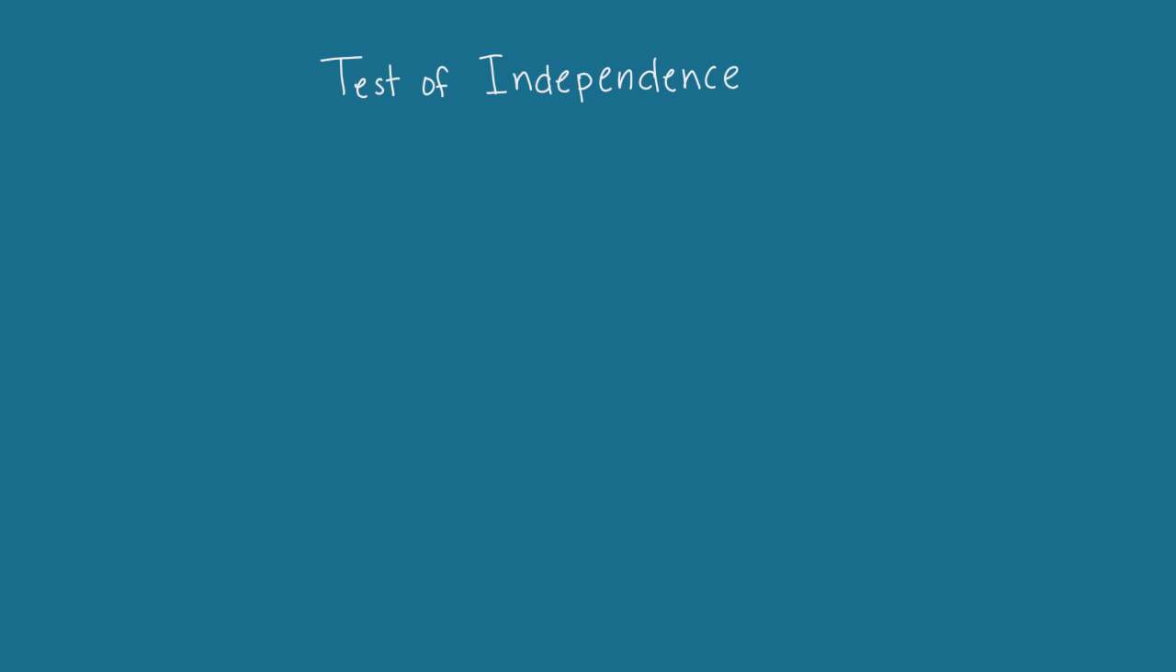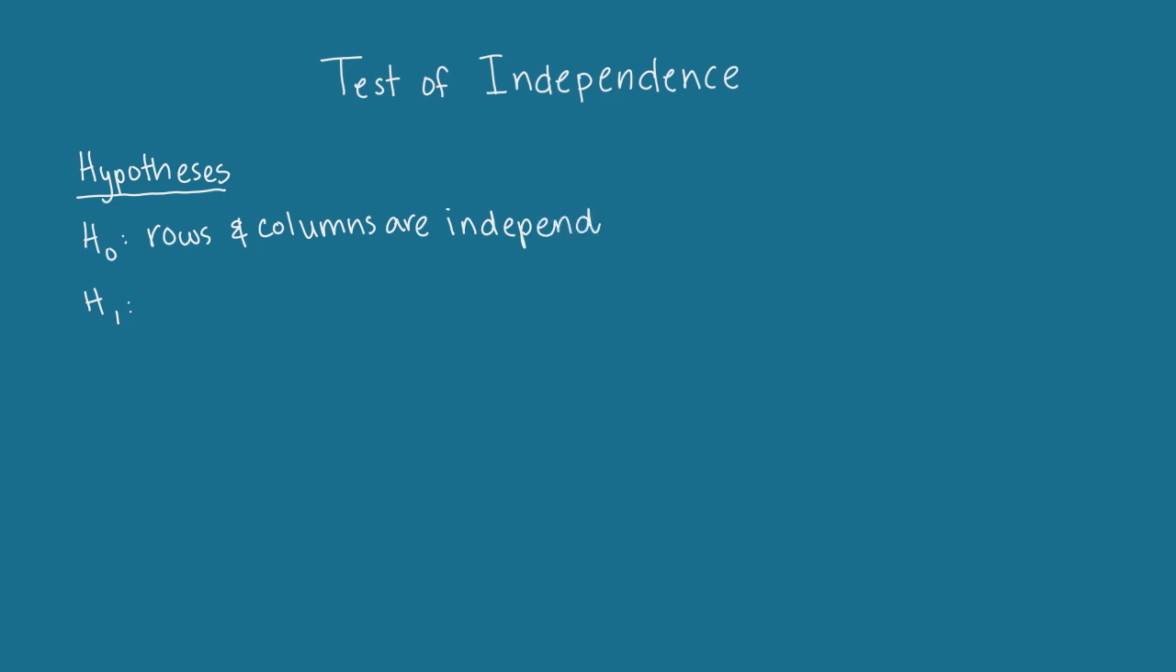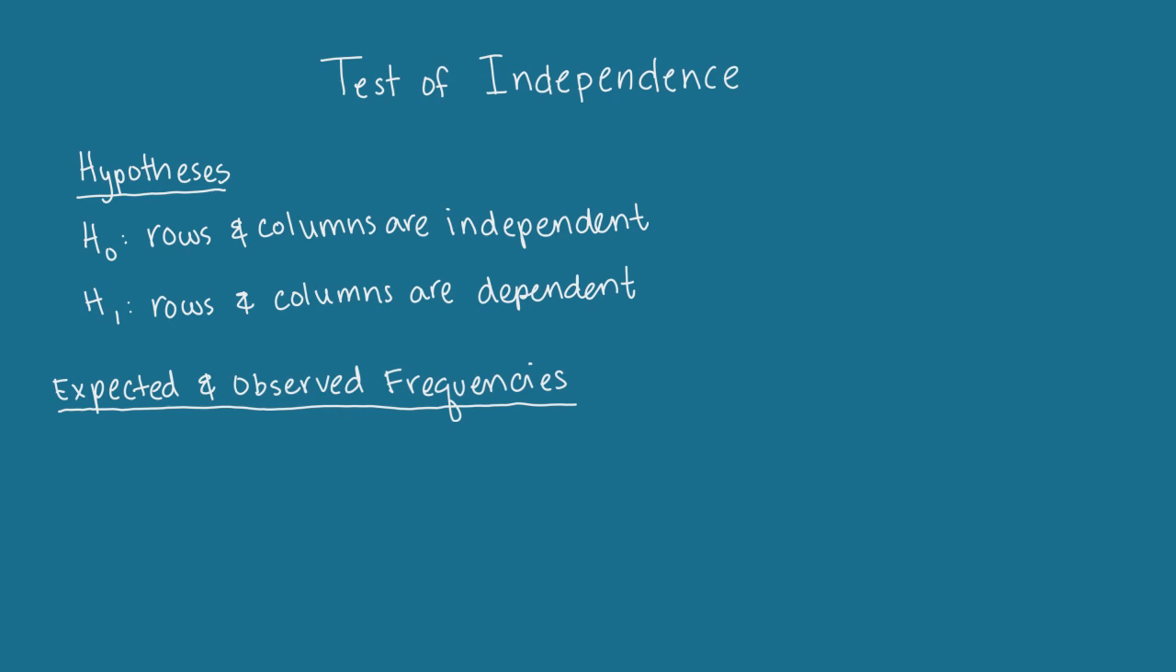So let's talk about the components that go into a test of independence. First of all, starting off with our hypotheses, since this is a hypothesis test, we'll have the null and the alternative hypothesis, just like we always do. The null hypothesis states that the rows and the columns, so the variables that we're comparing in the row and the columns, are independent from one another. And this is always going to be the case in any test for independence. The null hypothesis claims independence, and the alternative hypothesis states that the rows and columns are not independent. So in other words, the rows and the columns are dependent.